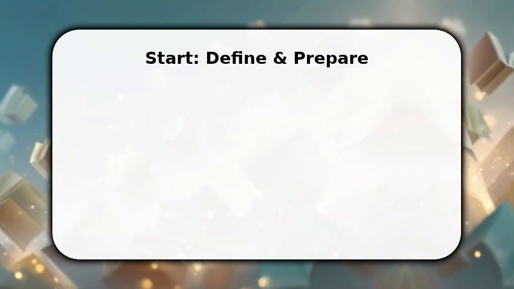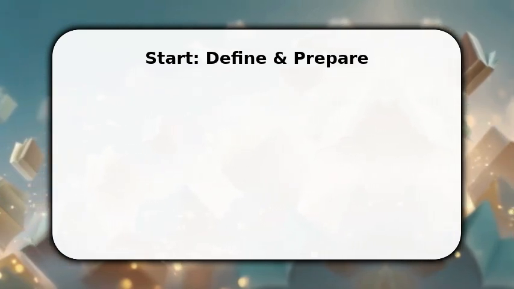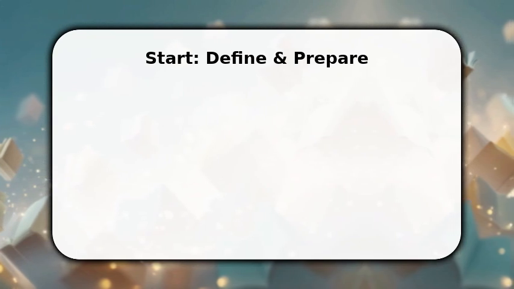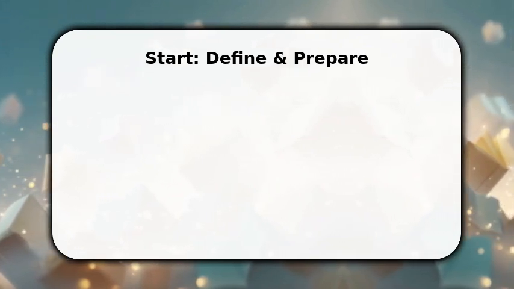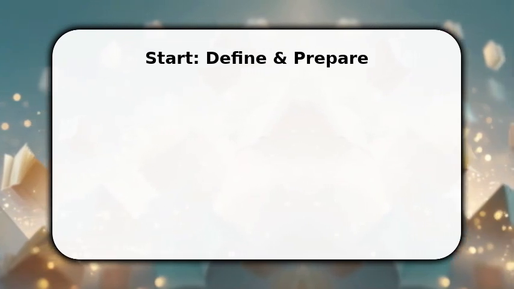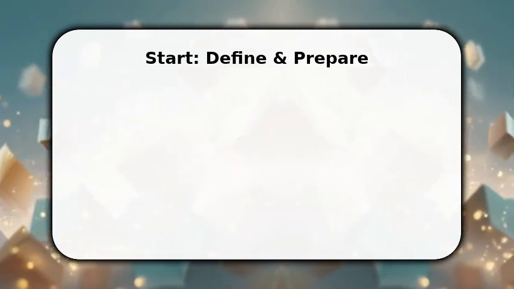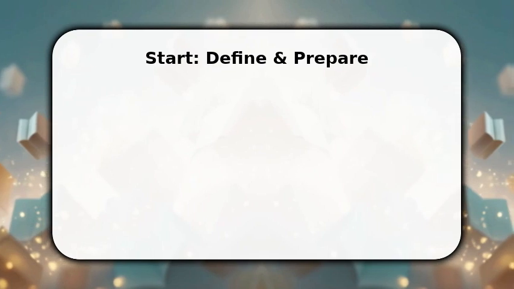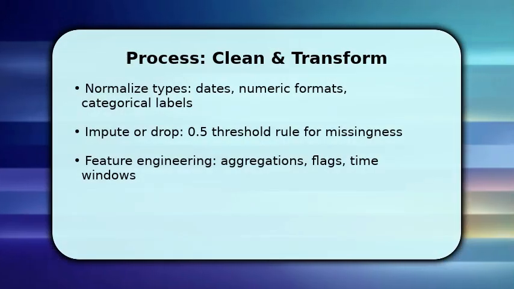Once done, run a quick quality scan. Percent missing, duplicate counts, date ranges, and obvious outliers. Make sure to document sample rows and a simple schema snapshot, so you can start cleaning and shaping without guessing or repeating work later.